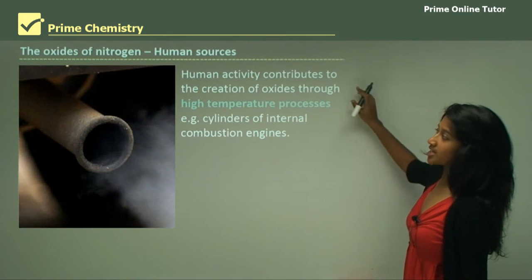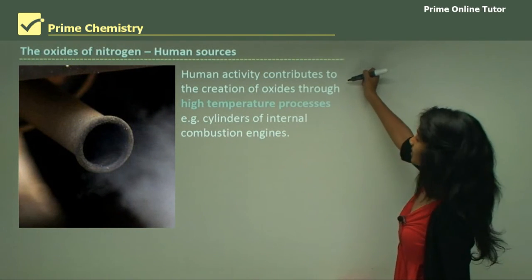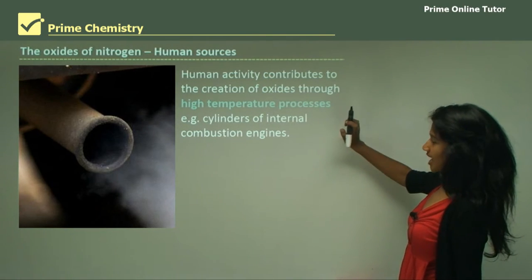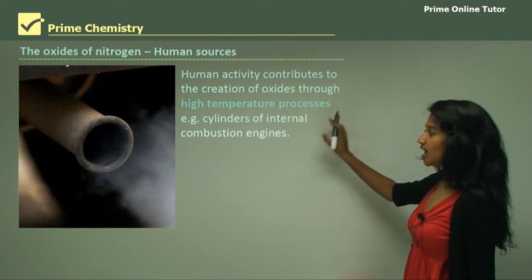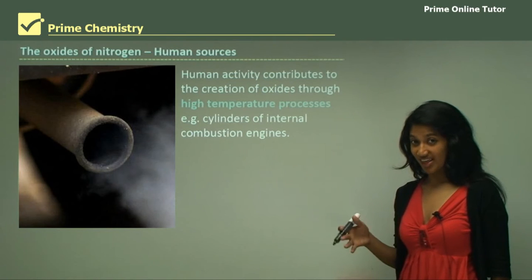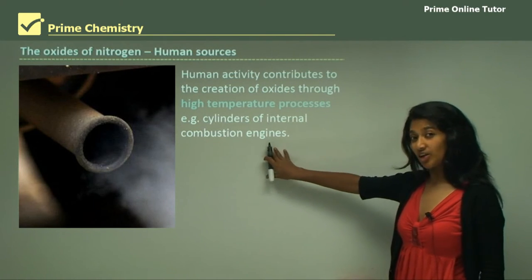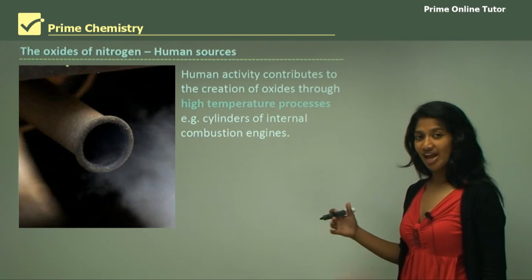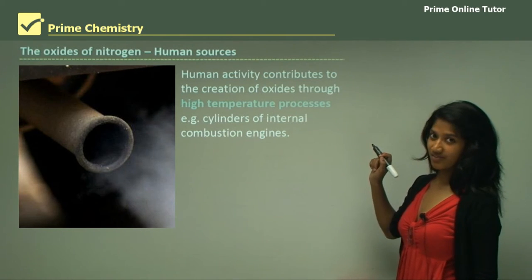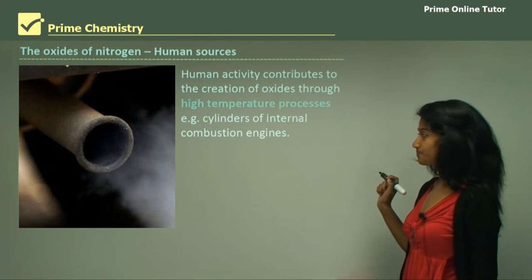So let's look at some human sources of nitrogen oxides. Human activity contributes to the creation of oxides through high temperature processes. Because we do have an excess of nitrogen and oxygen in the air already, in the presence of combustion engines which provide a lot of heat, it catalyzes a reaction between nitrogen and oxygen to produce oxides of nitrogen. So this is one human source of nitrogen oxides.